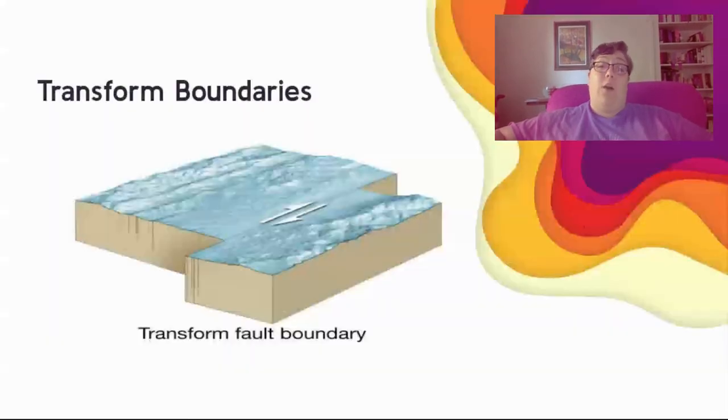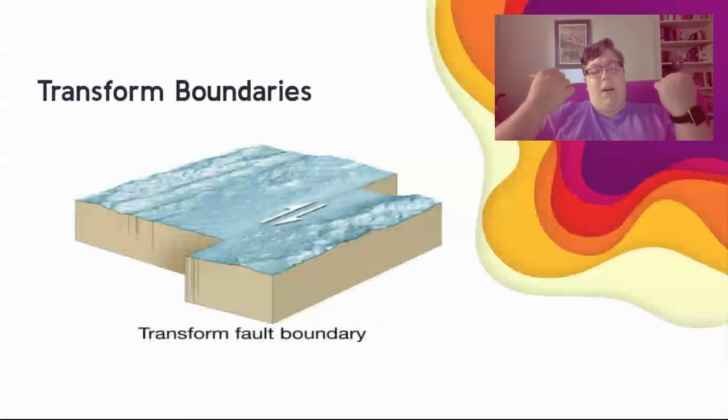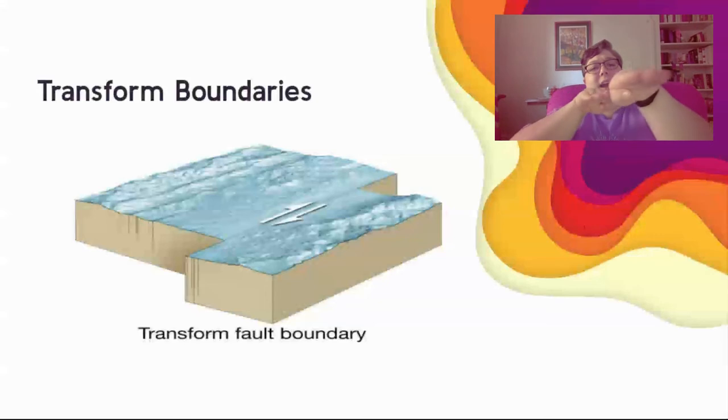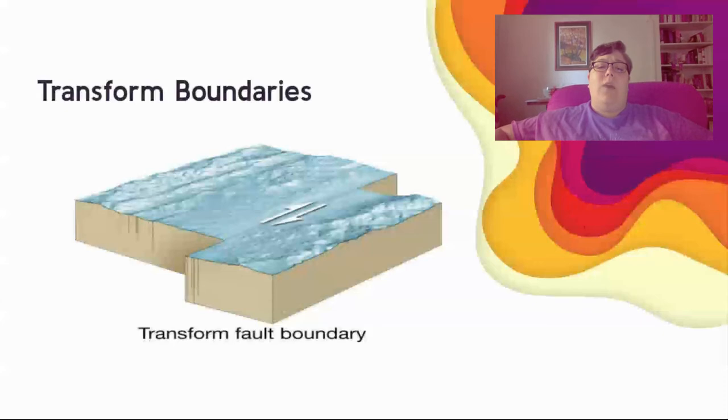Now, transform boundaries are the fun ones because sometimes the plates aren't coming together or going apart. They're just kind of sliding past each other. One's going forward, one's going back. And we call the space between those two plates a fault.